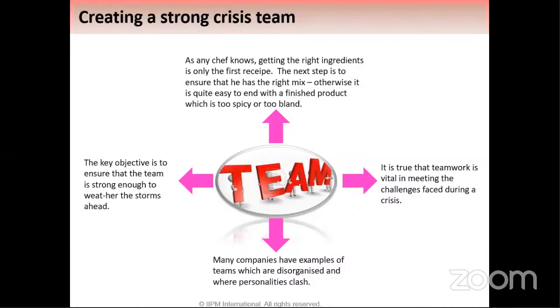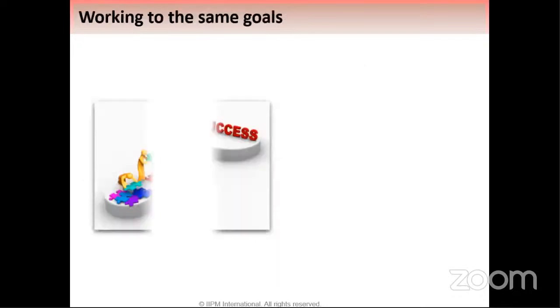The key objective is to ensure that the team is strong enough to weather the storm ahead, by the blend of personalities that are put together to be part of the team. It is true that teamwork is vital in meeting the challenges faced during a crisis. They must be able to work together as a team. Many companies have examples of teams which are disorganized and where personalities clash.